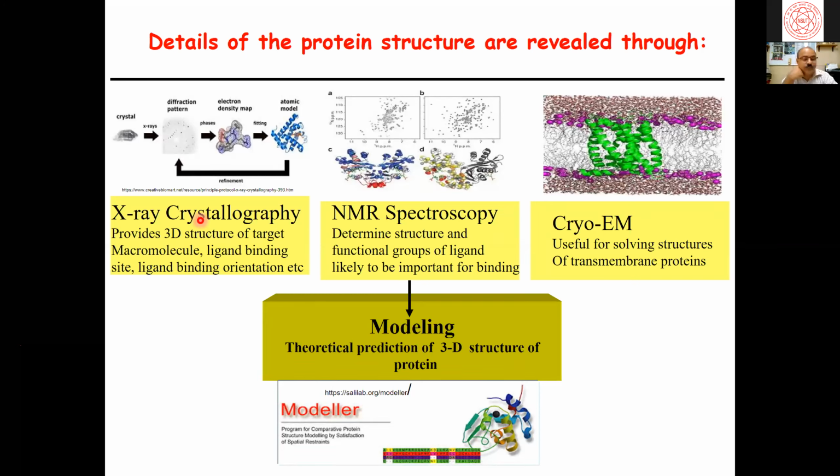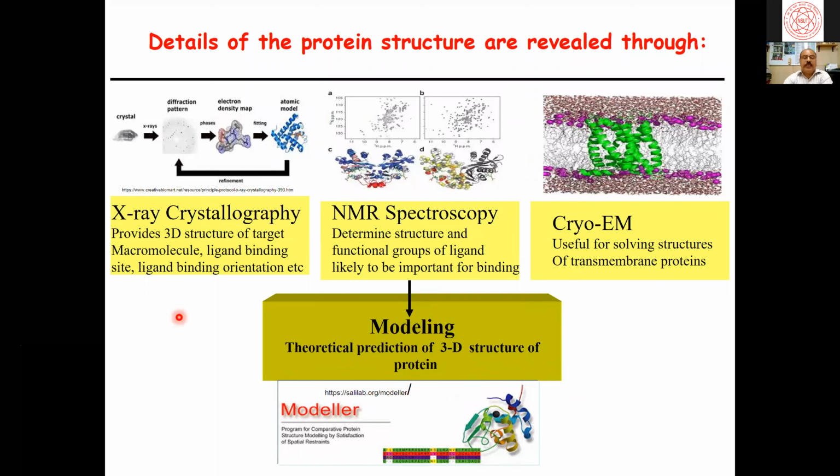First of them is X-ray crystallography. This provides the 3-dimensional structure of the target macromolecule, the ligand binding site, how the ligand binds, and what the orientation of the ligand is in complex with the protein. So here you use a crystal structure, and X-ray is diffracted. You get a diffraction pattern, and an electron density map is generated, which is further translated into an atomic model for the studied molecule.